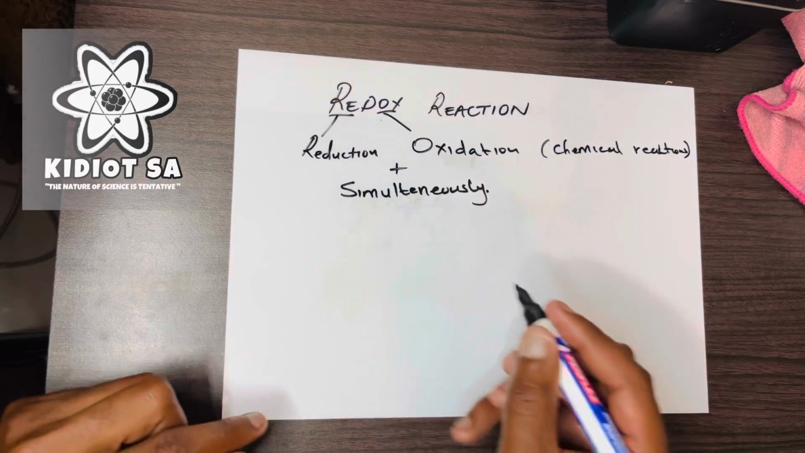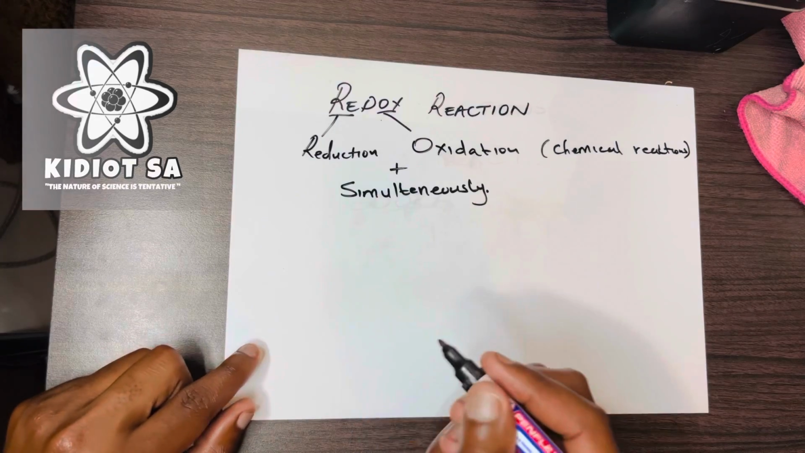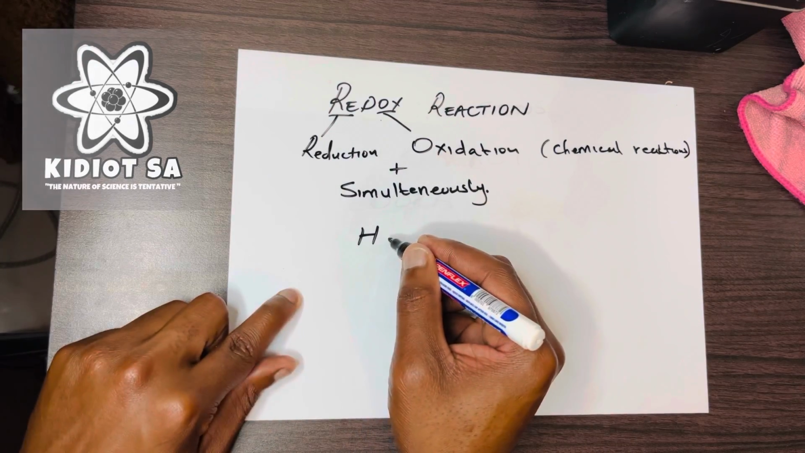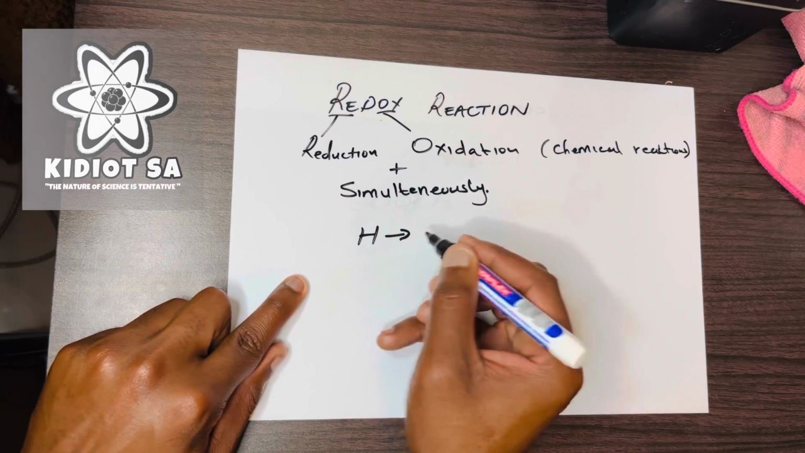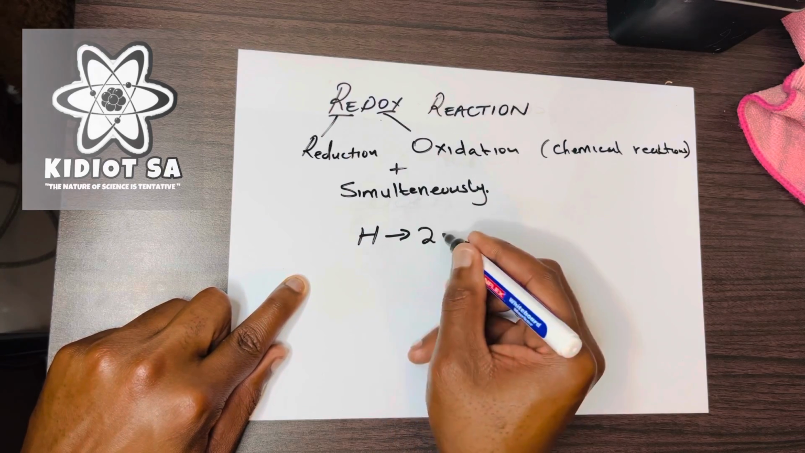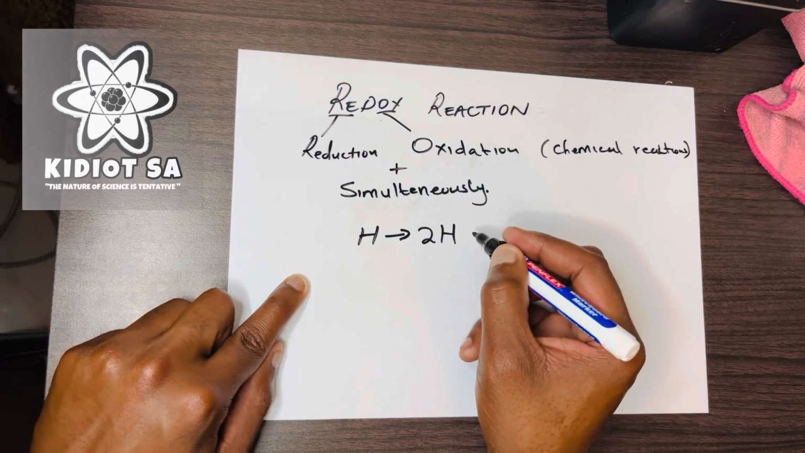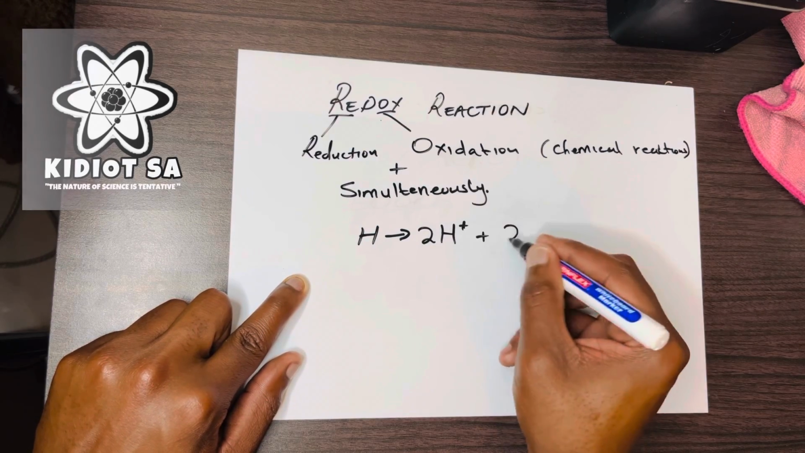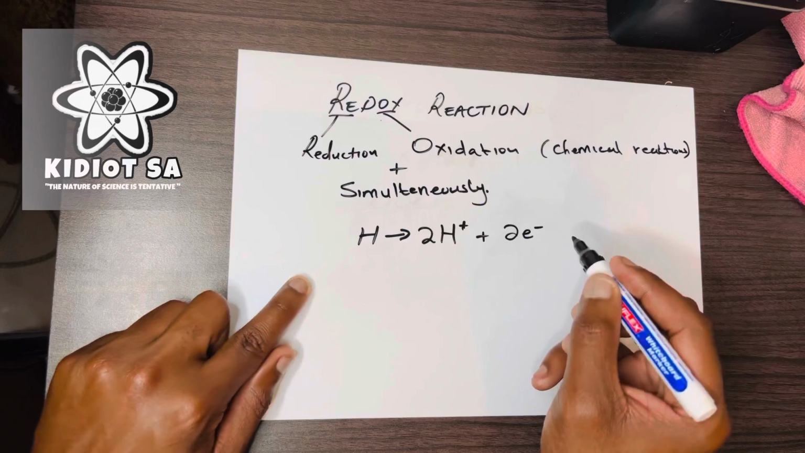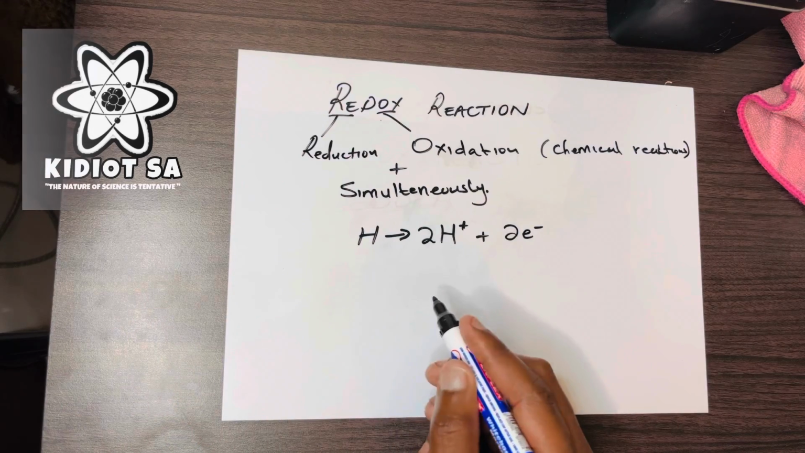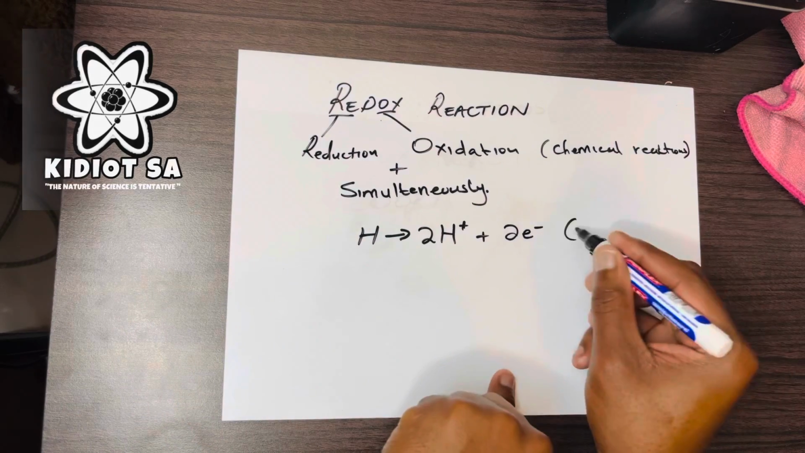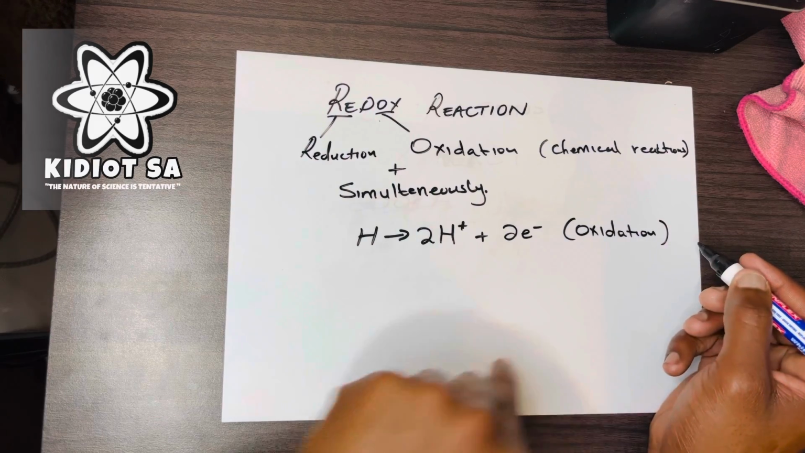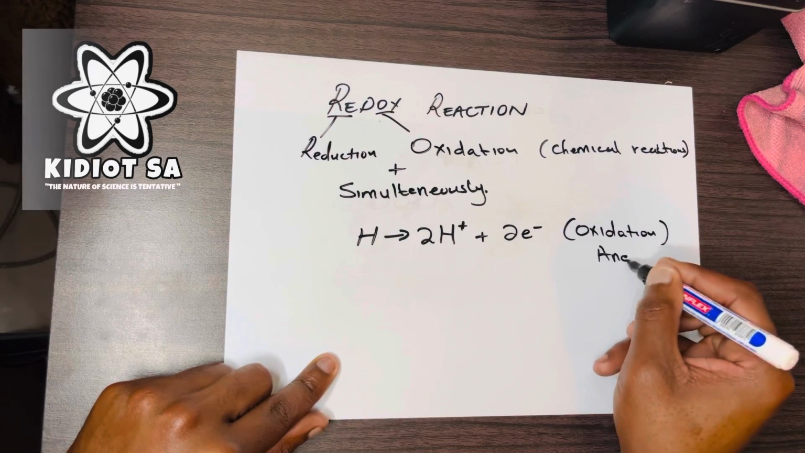That if something loses electrons, let's assume that initially the hydrogen was like this. This is the natural state of hydrogen. Then it loses its electrons, that we're going to have two, and then given by the positive here, H2 becomes 2H+ plus 2e. That hydrogen lost electrons here. This is oxidation, and some call it the anode.